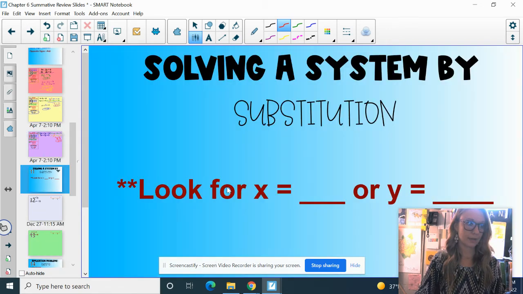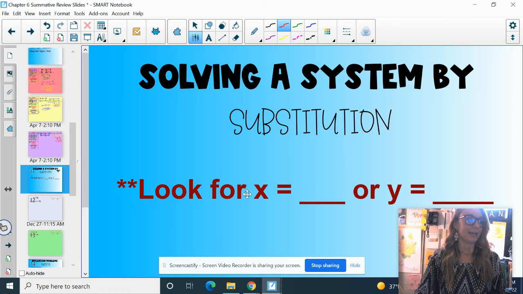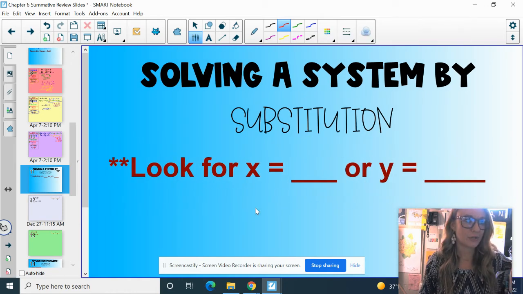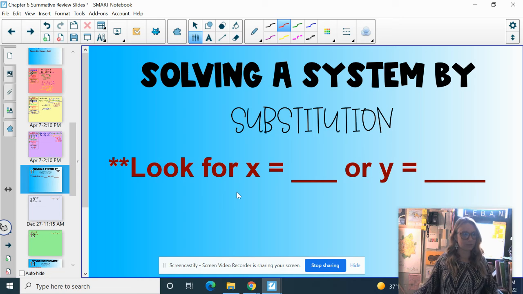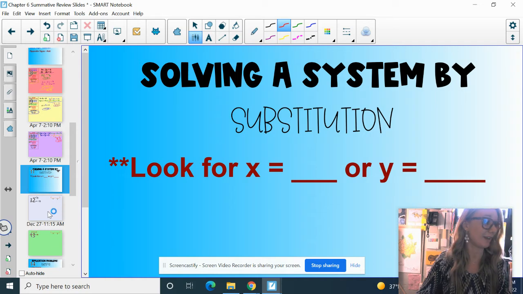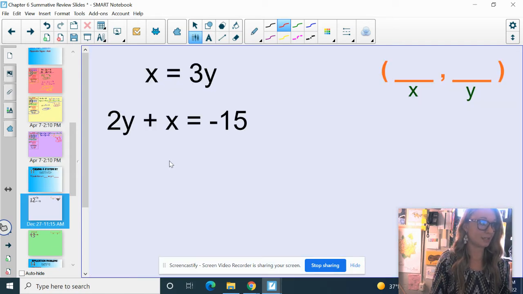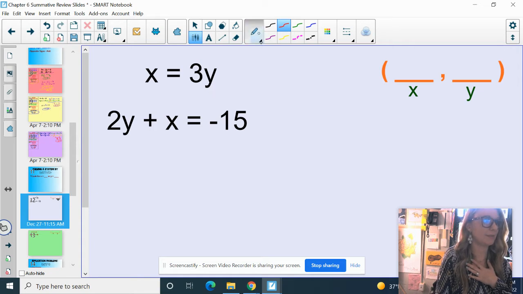Okay, now here we're going to do substitution. Substitution, as my humans know, is Miss LeMan's least favorite, but that's okay because we're going to do it anyways. So when you see a system that is set up with an x equals or a y equals, your cue is going to be to substitute. That's going to be your most efficient solving method. Might not be our favorite, but it's going to be our most efficient. So when I'm looking at this one, I see that I've got an x equals 3y, and I'm like, this is going to be substitution.